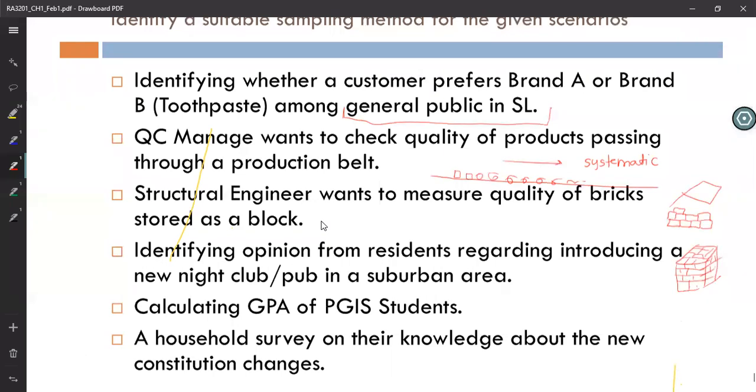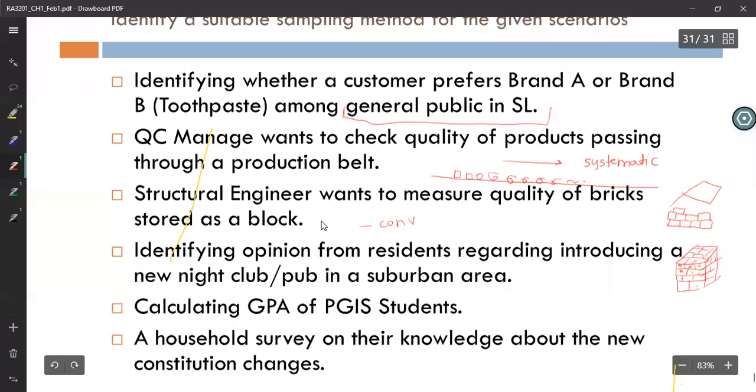Now, if you want to measure the quality of bricks stored in a block, can you find a brick inside this block? Can you put your hand inside these bricks and pick one from the middle? It's very hard unless you break this nice formation. But what you can get is the bricks on the sides or from the top. That is the easy access. What do you call it?